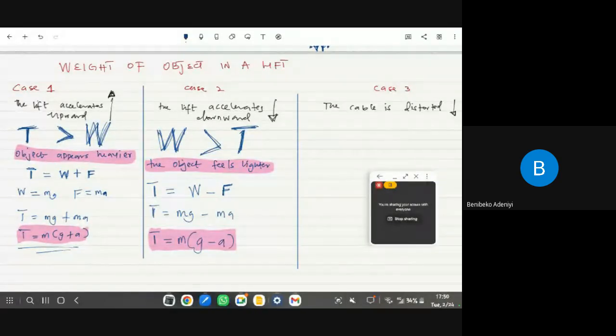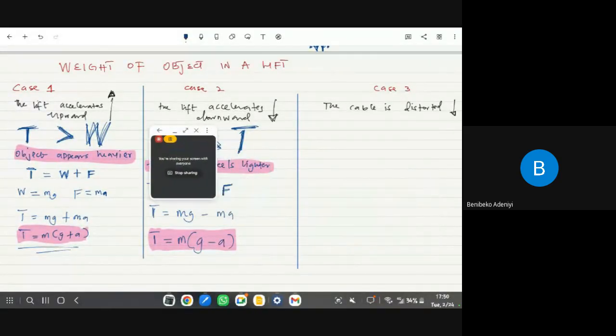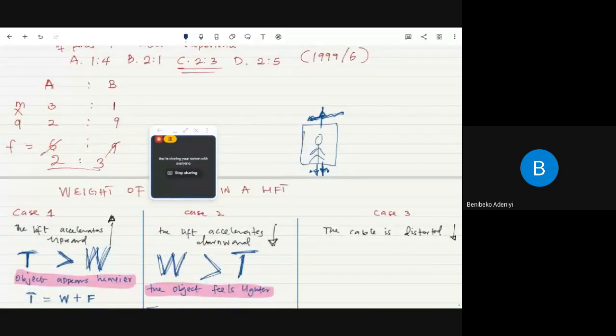Okay, I think I understand you now. Let me explain this. The cable is distorted. It means that that object is in a lift. You know, an object that is suspended in a lift is under a particular influence. What is taking it up and down is a particular wire or cable. Suddenly, that cable snaps.